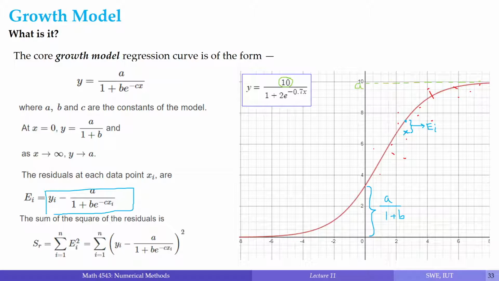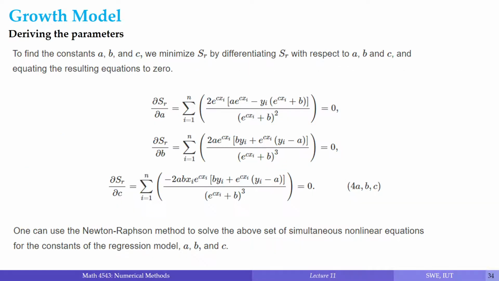So e_i equals y_i minus a divided by 1 plus b e to the power minus c x_i, right? Because the actual value is y_i and the predicted value is a divided by 1 plus b e to the power minus c x_i. Now the sum of the square of the residual errors looks something like this: this whole error, whole square, and the sum of all the values from 1 to n. So let's try to derive the parameters. Let's go to our bamboo paper and see how the derivation works.